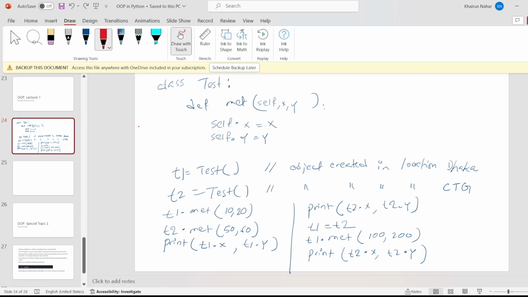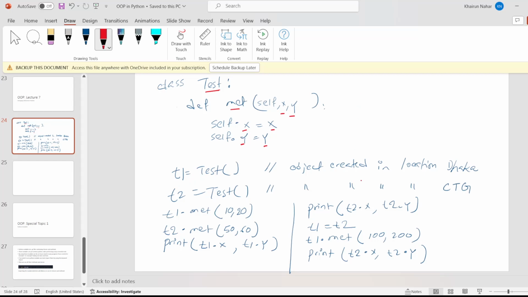So we are given a code here. Over here we have a test class. We have a method named met that takes x and y and self, of course. And then in this method we create two instance variables x and y using the information of the local variables. So over here the first object is created.